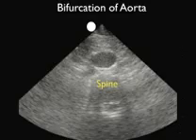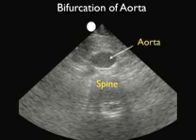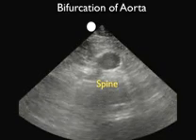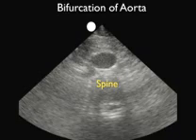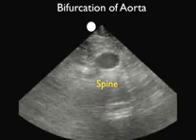To complete your examination of the aorta, it's important to look all the way down to bifurcation of the aorta into the iliacs. Here we see the spine, and lying right anterior to the spine, the aorta. As we scan more distally, we actually can see here the bifurcation into the paired iliac arteries.